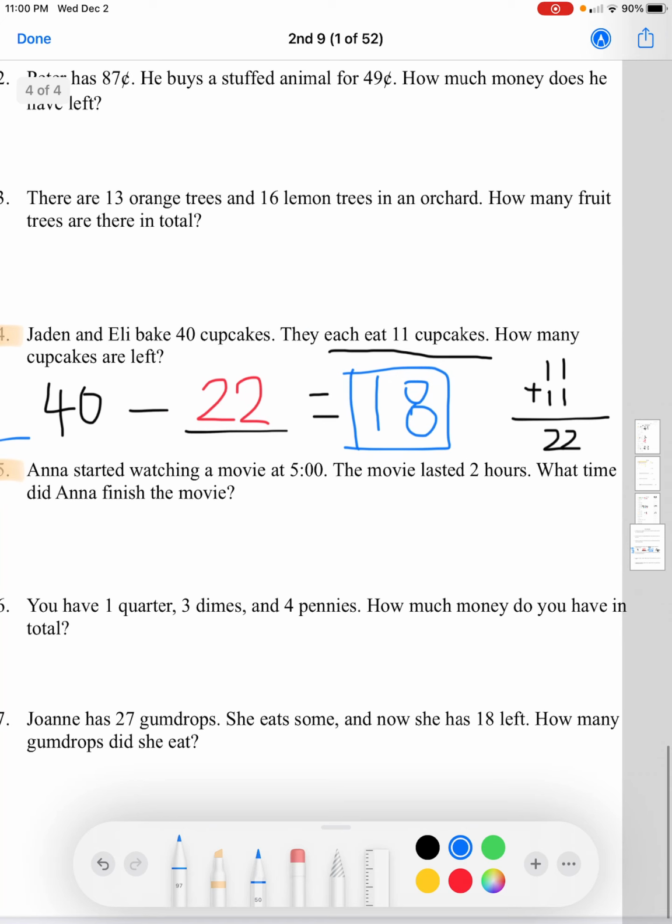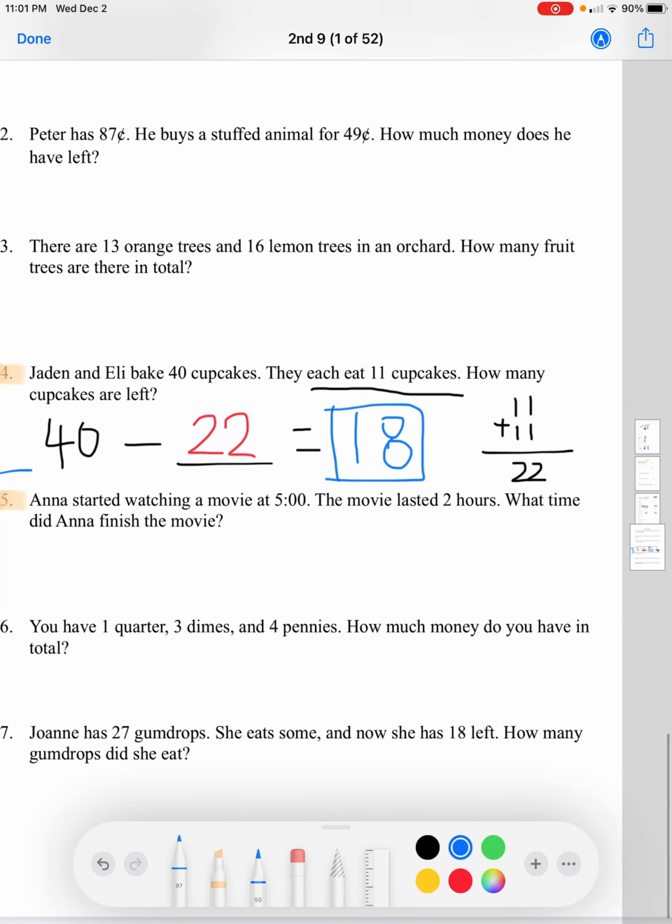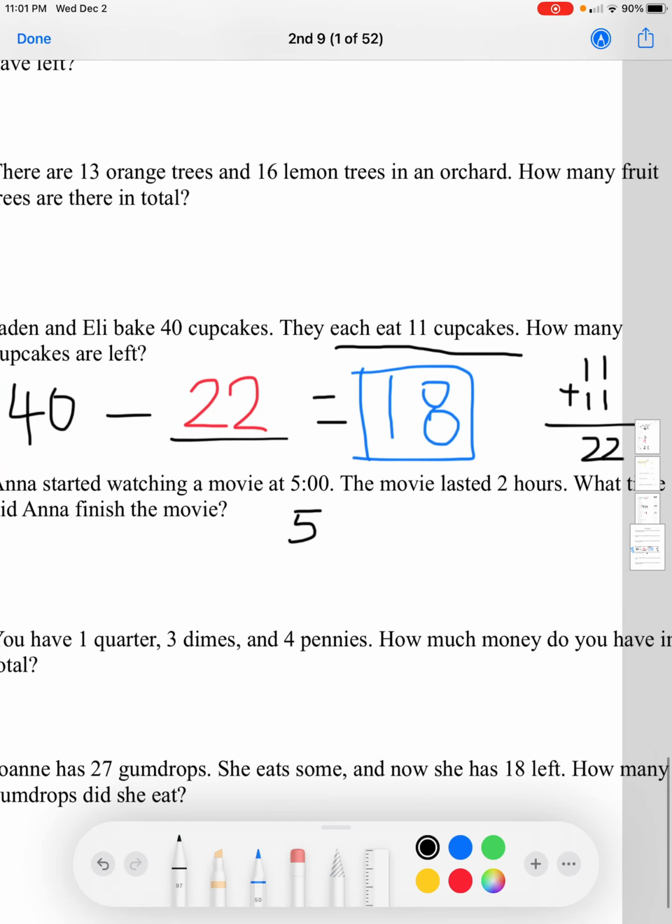Now, let's go over number 5. It says, Anna started watching a movie at 5 o'clock. The movie lasted 2 hours. What time did Anna finish the movie? So we know that she started at 5 o'clock and then watched the movie for 2 hours. We know that this is the hours and this is the minutes. So we'll add a 2 to the hours right here.